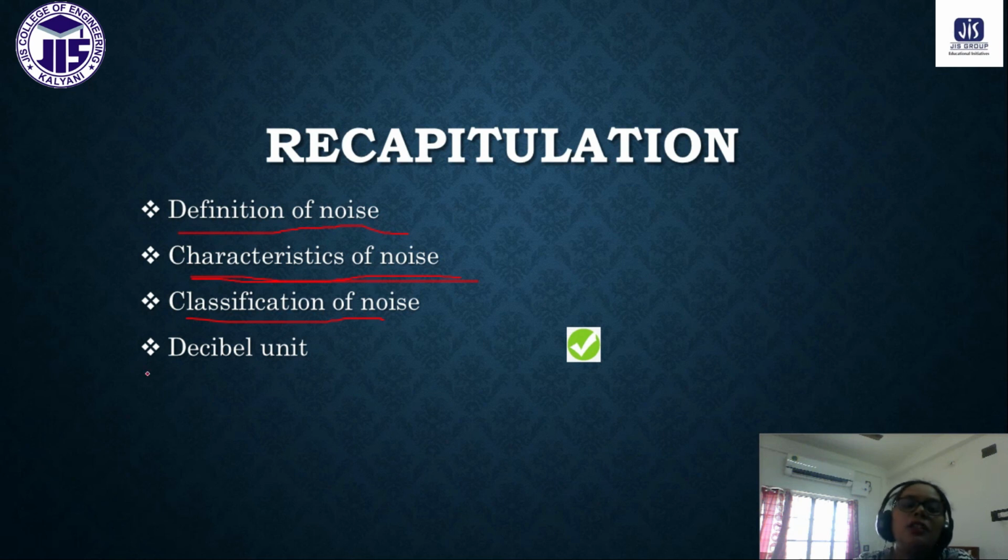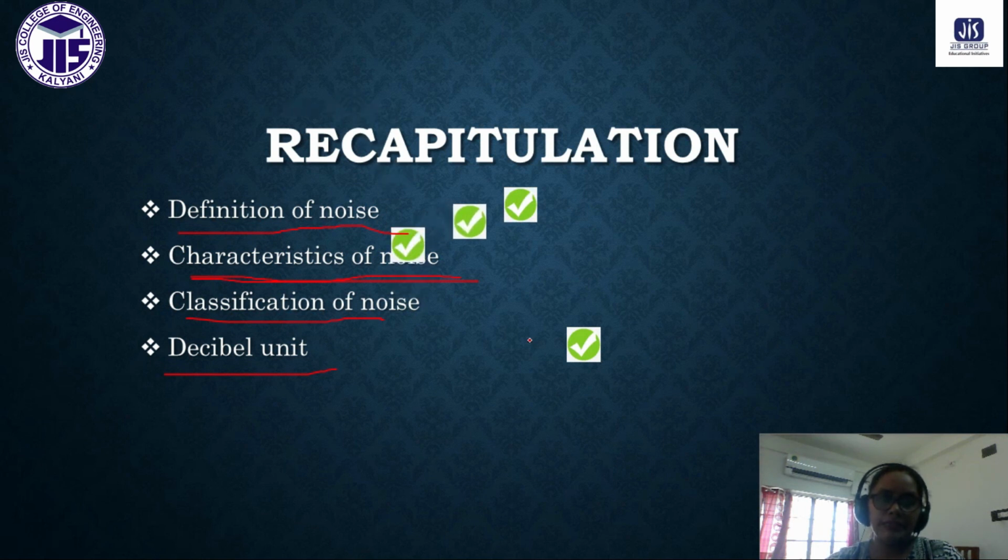And what is the decibel unit? The decibel unit is 10 log 10 I by I0. I is the measured intensity and I0 is the reference intensity. Mind it, the reference intensity is 1 into 10 to the power minus 12 watt per meter square. Minus 12, not minus 2. So this is the decibel unit. Understand? All this we have checked.